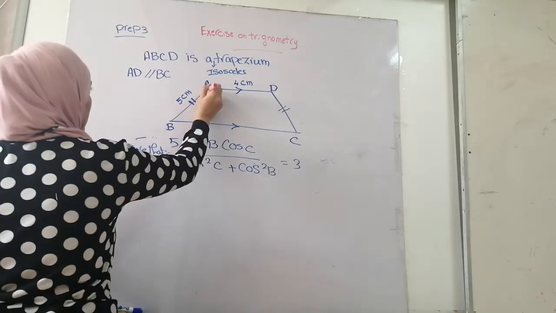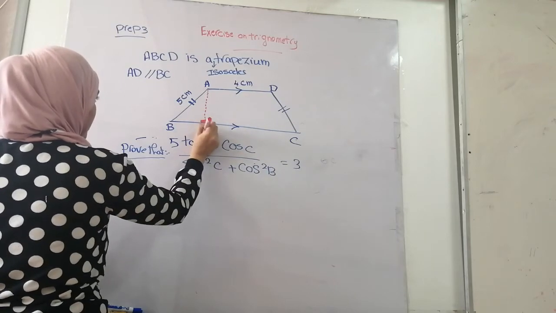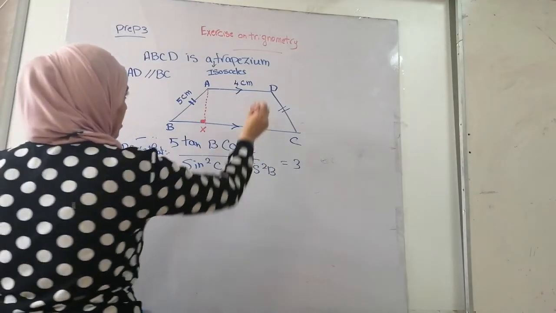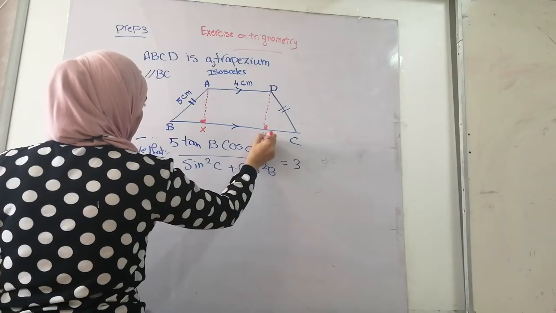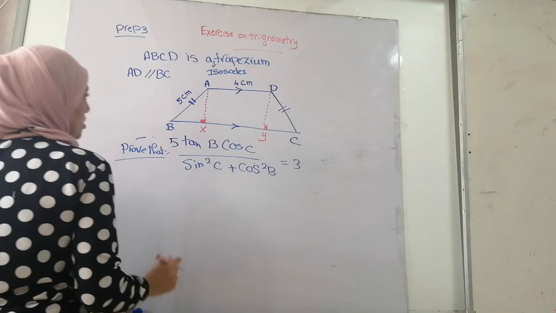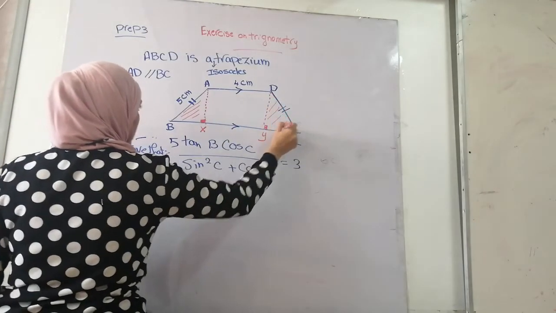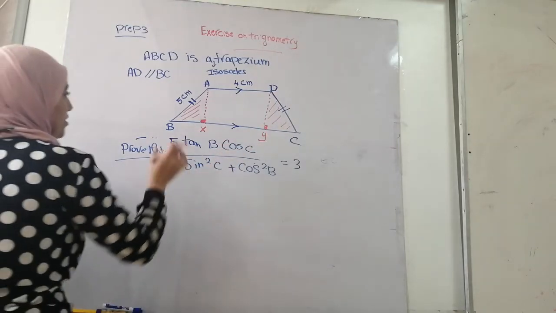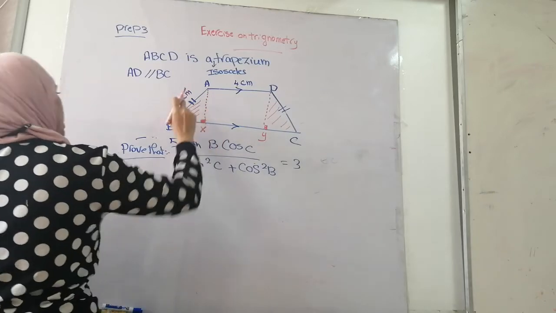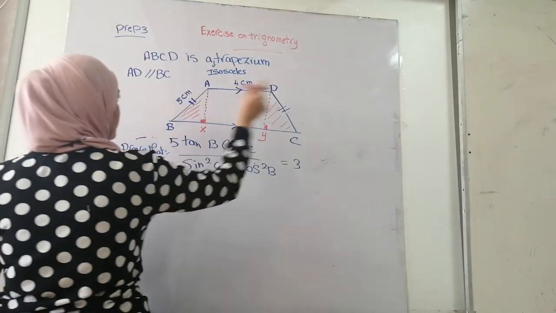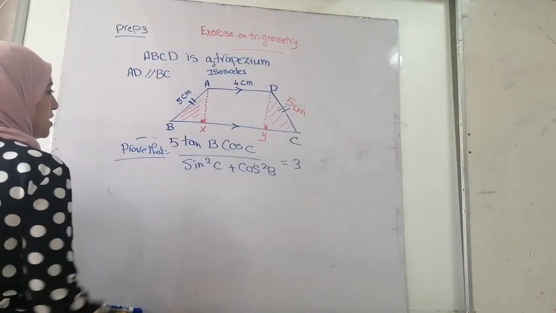So I make a construction from A perpendicular over BC as AX and make another perpendicular from D to Y on BC. So here I have two triangles and two right angles, and these triangles are congruent. Why? Because I have right angle and hypotenuse, and here right angle and hypotenuse. This is 5, so it's 5 because it's an isosceles trapezium.